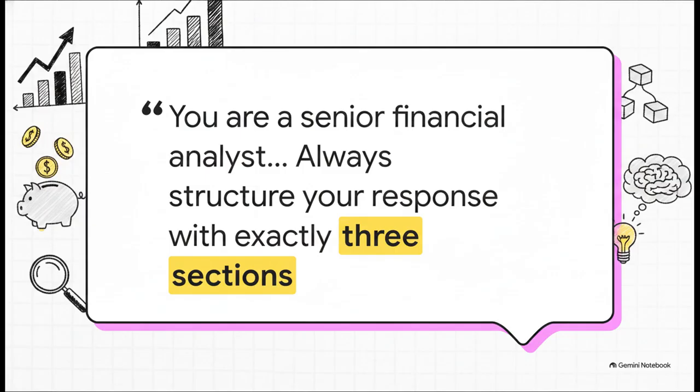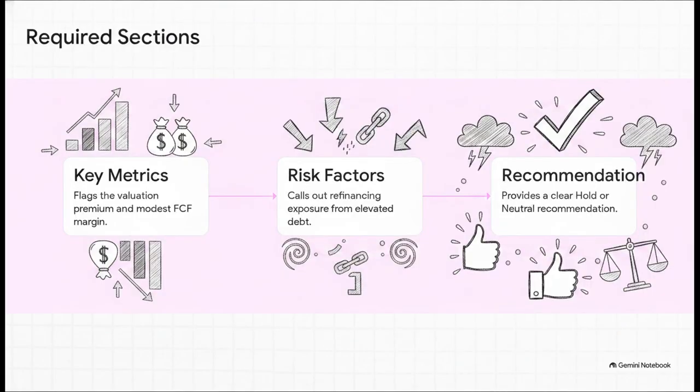Do you see what they did there? They're telling Claude exactly who to be before any data even arrives. And because they set that systemic constraint up front, when Claude is handed raw data on, say, Acme Corp., it is absolutely forced to evaluate it and output exactly 3 sections: key metrics, risk factors, and recommendation. It reliably flags things like valuation premiums or refinancing exposure. And honestly, the best part? Your front end can simply read those section headers to render the interface. No crazy parsing gymnastics required on your end.